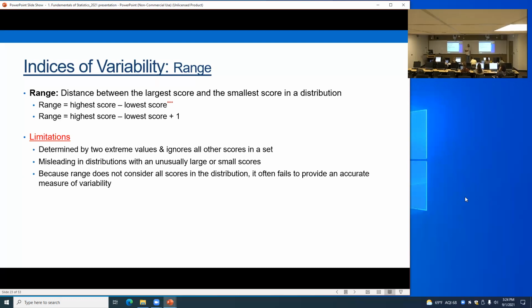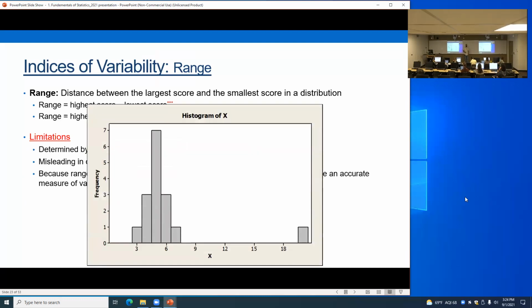Because it doesn't take into account all the scores you've collected, and you've done a lot of work to collect all these scores, range just counts your upper and your lower. Range doesn't care about anything else. And so you can start to get inaccurate conclusions about variability if we're just using range in a lot of situations.